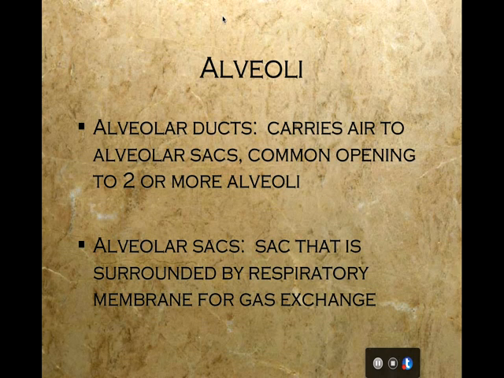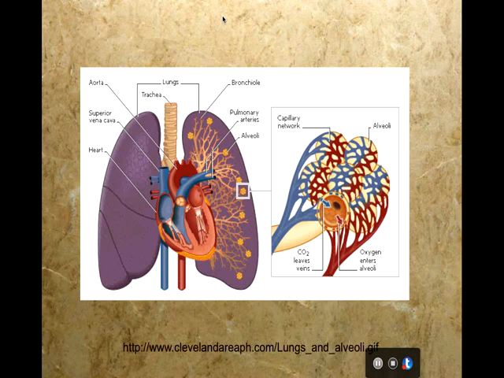The alveolar ducts are the small tubes that carry air into the alveolar sacs and provide a common opening into 2 or more of the alveoli. The alveoli or alveolar sacs are the sacs surrounded by a respiratory membrane for gas exchange. This illustration shows the alveolar sacs and the respiratory membrane. The capillaries surround the alveolar sacs, so the oxygen from the air is able to cross the single-layered membrane into the blood. The carbon dioxide waste is also able to cross to be exhaled out the same pathway.